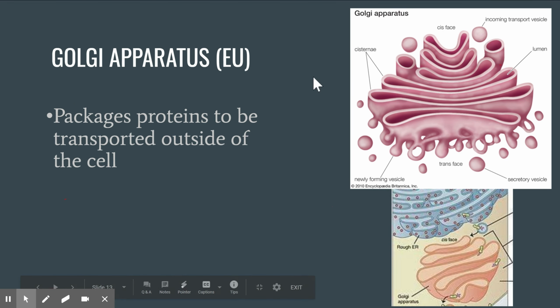The next organelle that's found in eukaryotes is the Golgi apparatus or the Golgi body. Those are synonyms. The Golgi apparatus or Golgi body packages proteins to be transported outside of the cell. So you can see it kind of has this wavy look to it. This Golgi body has this kind of wavy look. That wavy look signifies the Golgi body. You're typically going to see the Golgi body pictured right outside of the rough ER.